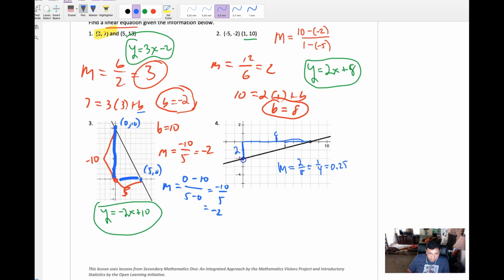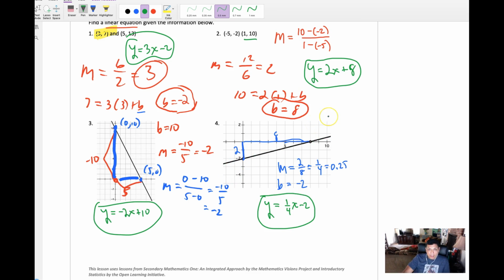We see this y-intercept here is -2. And so that would leave us with an equation of y equals 1/4 x minus 2. That's one way to write it, but that would be the equation of this line.